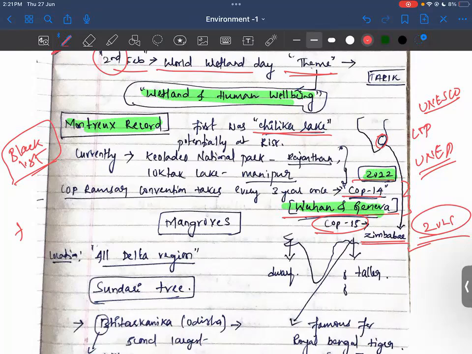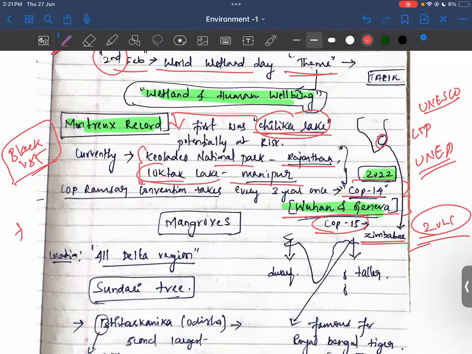Over a period of time, the Chilika Development Authority took steps to improve and rejuvenate it, and cleaned the weeds which had occupied the lake. And now Chilika Lake is being removed from the Montreux record. So currently only two wetlands are in the Montreux record. One is Keoladeo National Park, which is located in Rajasthan, and the other is Loktak Lake, Manipur.